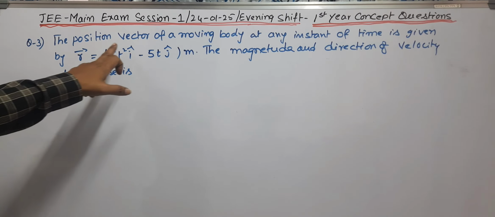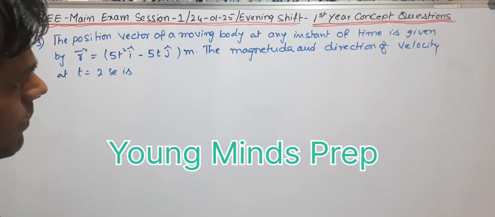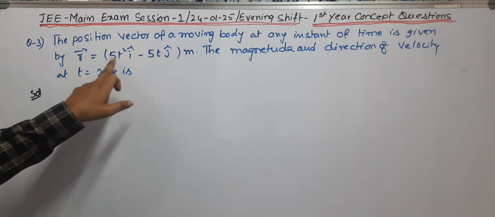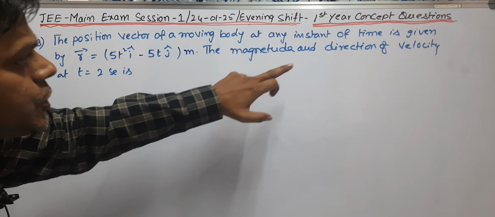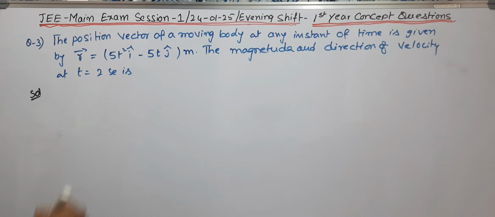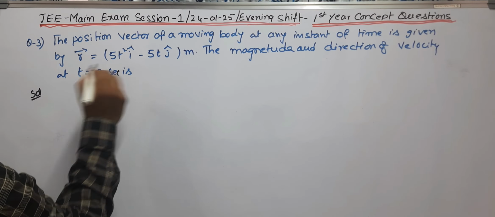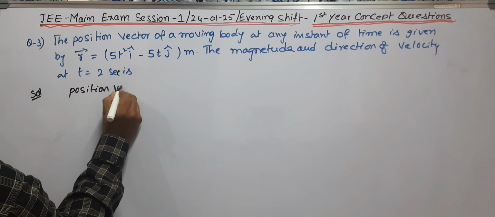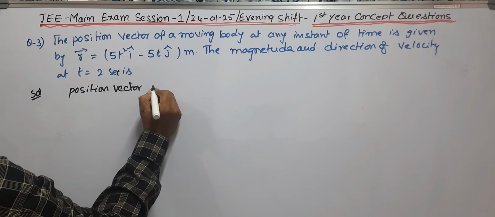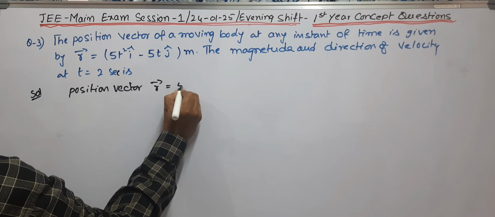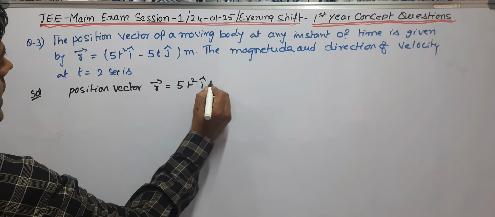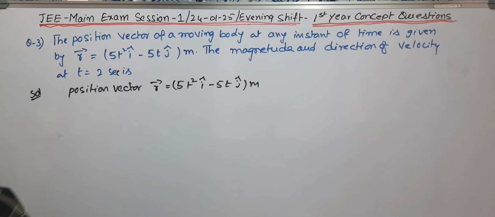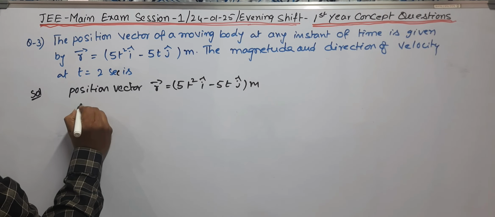The third question. The position vector of a moving body at any instant of time is given by r bar is equal to this. The magnitude and direction of velocity at time t equal to 2 seconds is being asked. What is the given position vector? Position vector of a particle, r bar is equal to 5 t square i cap minus 5 t j cap meter. Find its velocity and direction.